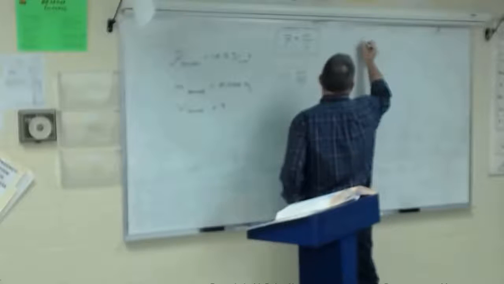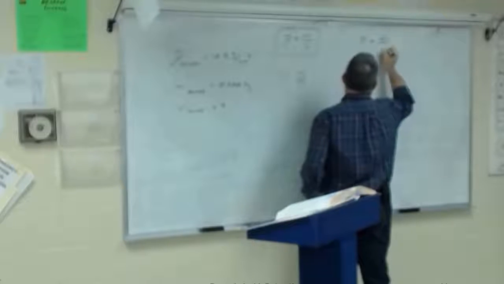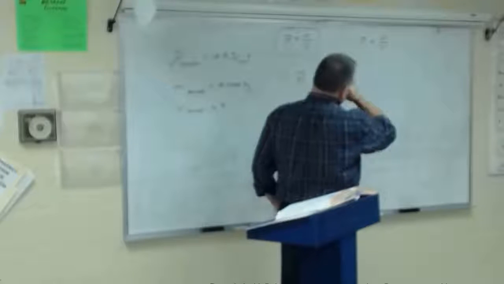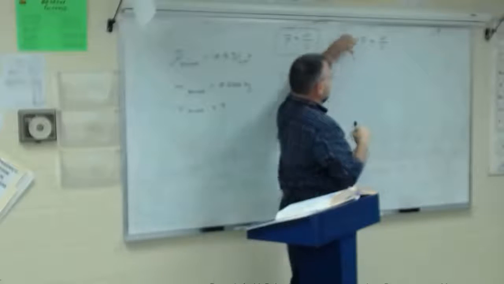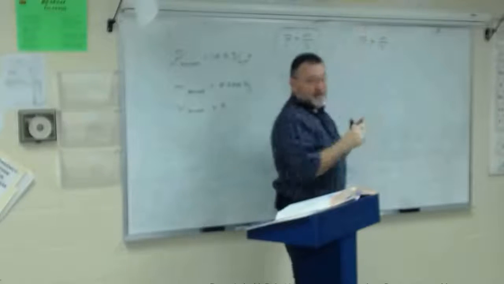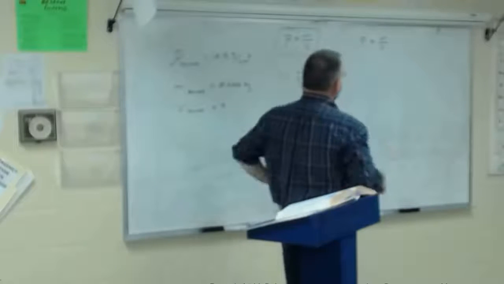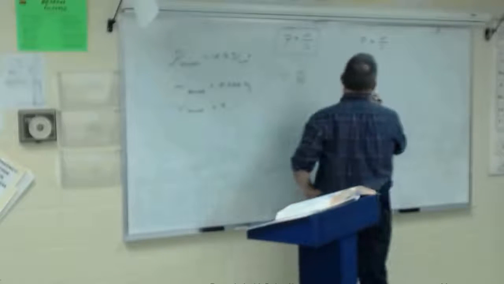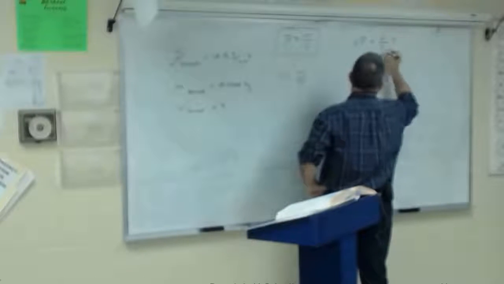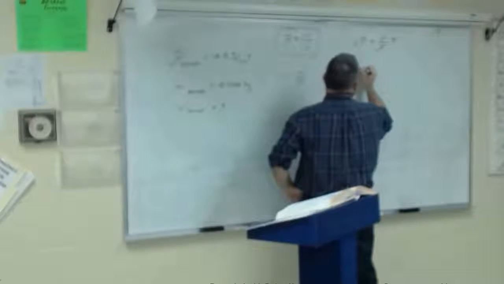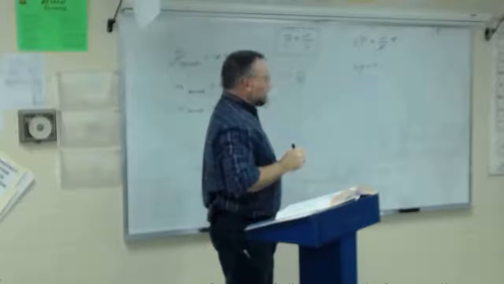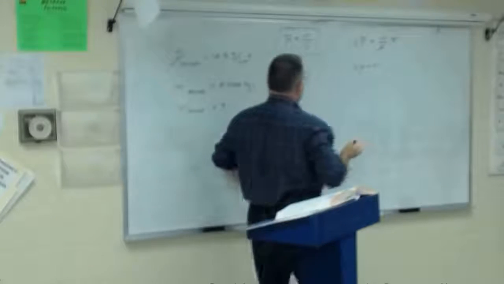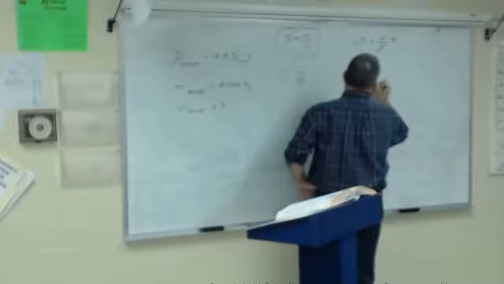The long way to think about it is this. I need to get V all by itself on one side or the other, in the numerator. If I multiply both sides by V, that cancels, and I'm left with V rho equals M. And now I need to get V all by itself. So I divide both sides by rho, and V equals M over rho.